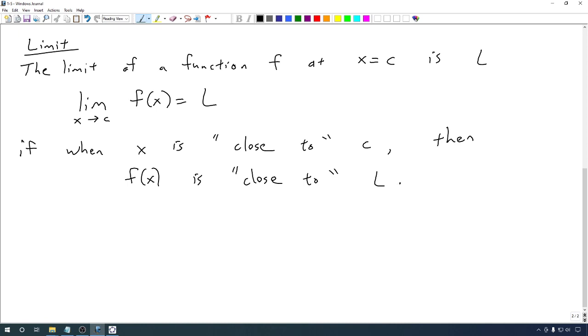And when I say close to, especially with the x is close to c, we're not actually talking about when x equals c. We're actually looking at just the points that are close to whatever that c value is. On the other hand, when talking about the f of x values, whether or not they equal L is just up to the function. But let's look at an example of this.